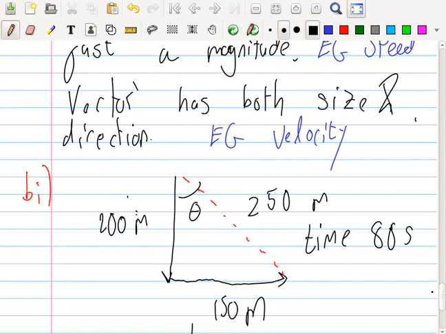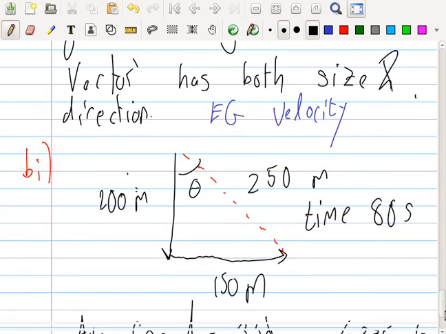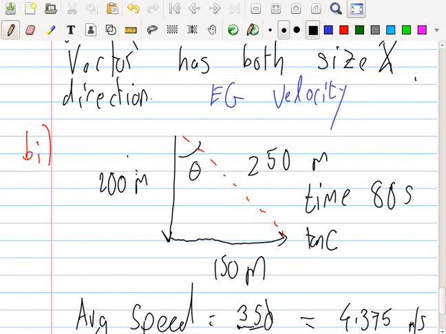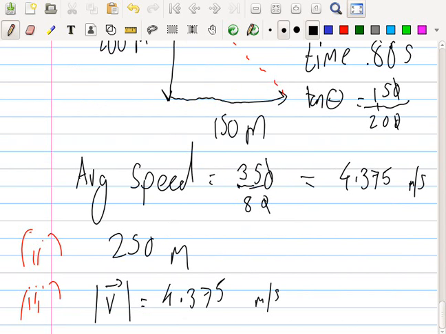So we need to get this angle here. So we should do tan. Tan theta is 150 over 200. Can somebody tell me in degrees, please, what theta is? It's tan inverse 3 over 4. What's that? It's 36.87. Okay. So then the direction, which I'll use is this symbol, that equals 36.87, or 36.9.